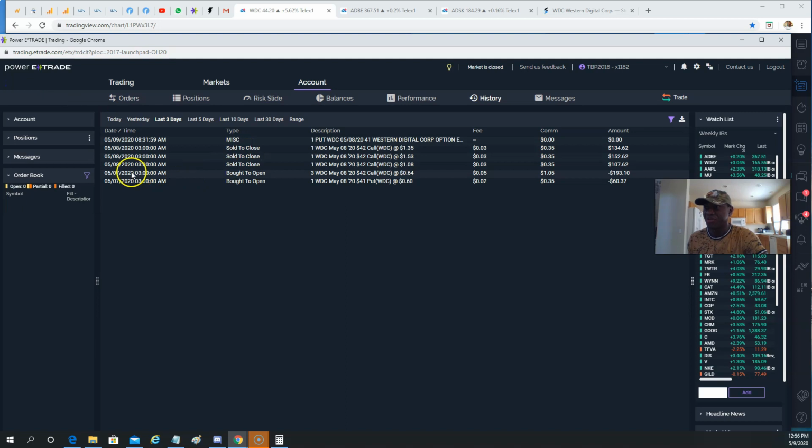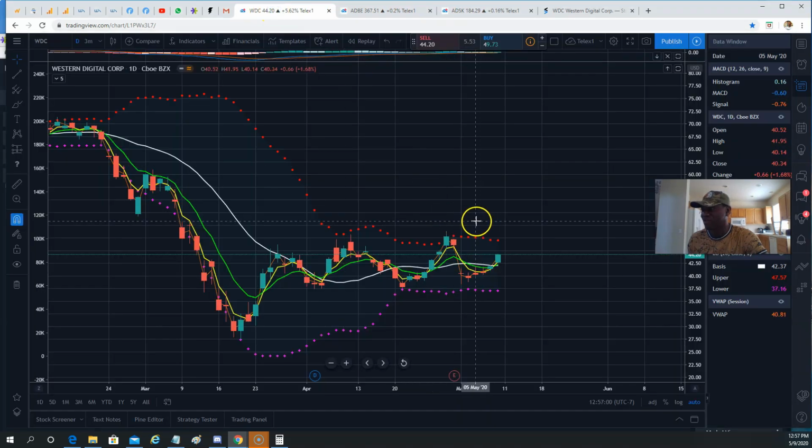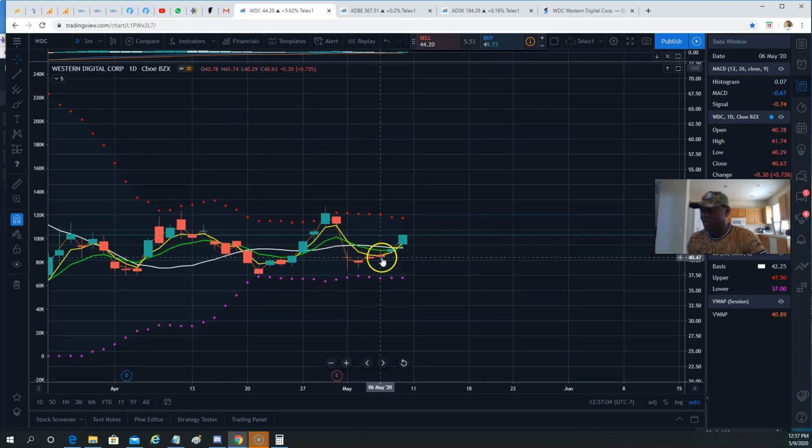So on the 7th, we bought these calls, the 42 calls. So on the 7th, what was the price on Western Digital? Can we make this bigger? That will help the legs. Okay, so on the 7th, this is really just going sideways. There's not much movement. So $40 and 63 cents. So for us, we bought the 42 calls expiring on May 8th, so 2 days before expiration.